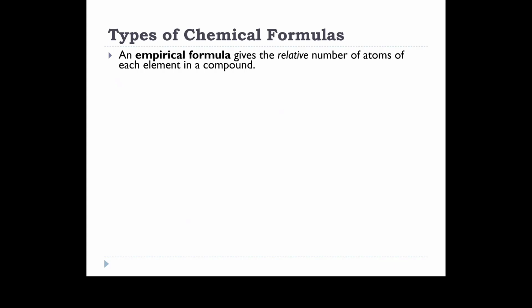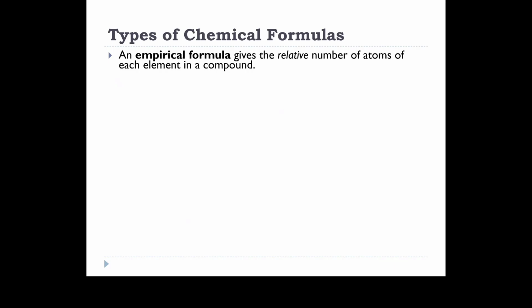So let's talk about the different types of chemical formulas. The one that I've been showing you is called the molecular formula, okay? There's a simpler version. There's what we call the empirical formula. The empirical formula is a ratio. It gives me the relative numbers of atoms of each element in a compound.